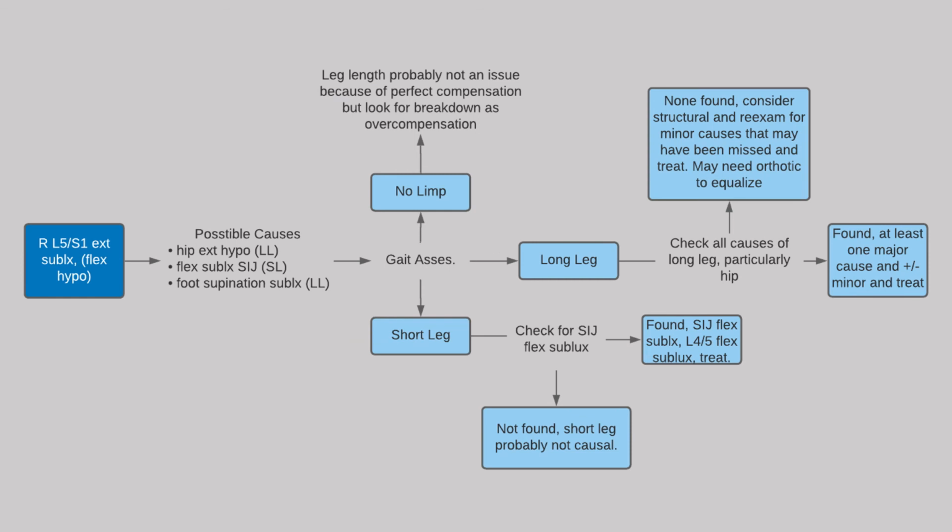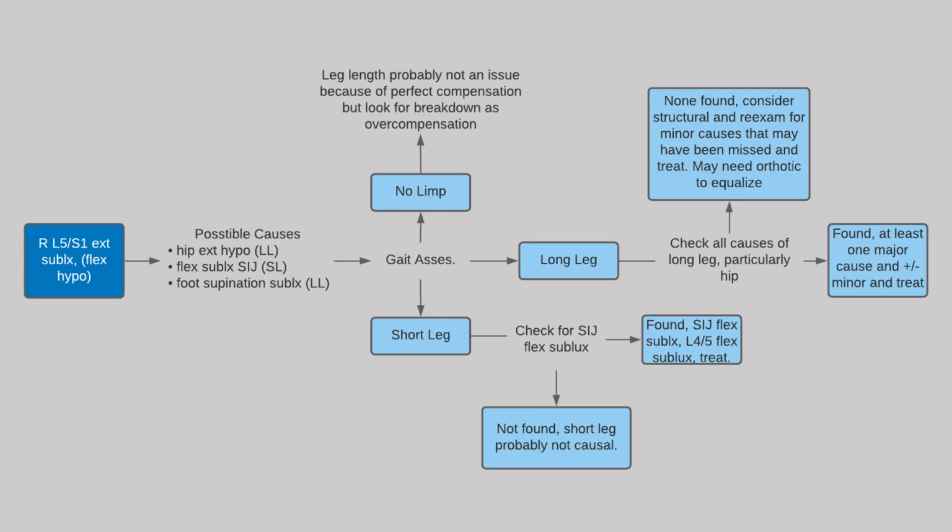Let's look at a very common example. Low back pain caused by an extension subluxation of the, we'll say, right lumbosacral junction. This is a very common condition, but one that most therapists think of as a primary lesion, and sometimes it is, but you should make sure of that before assuming it.